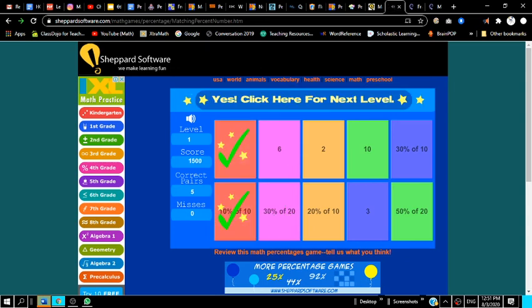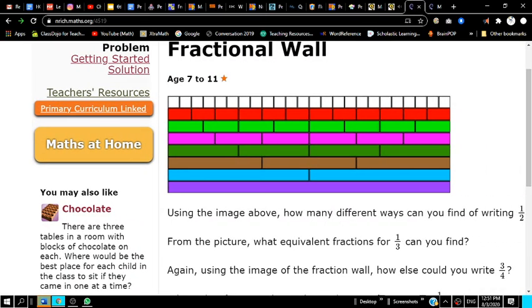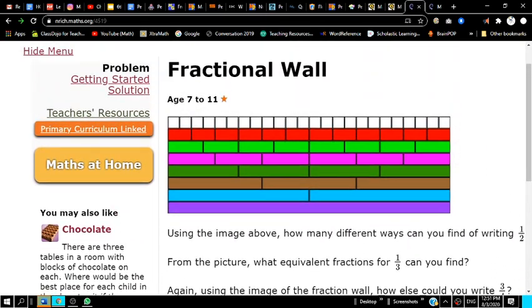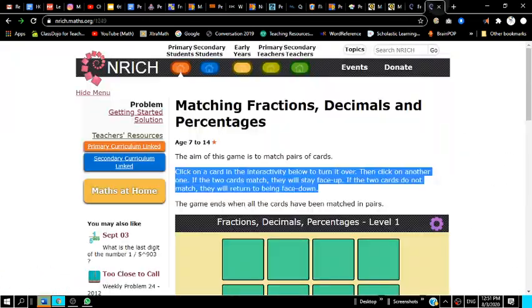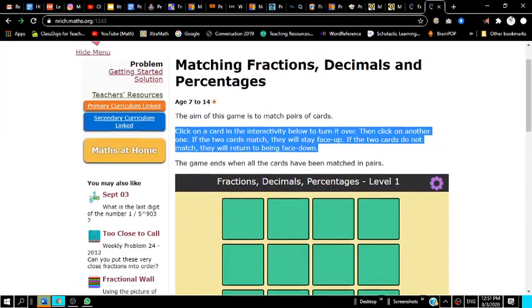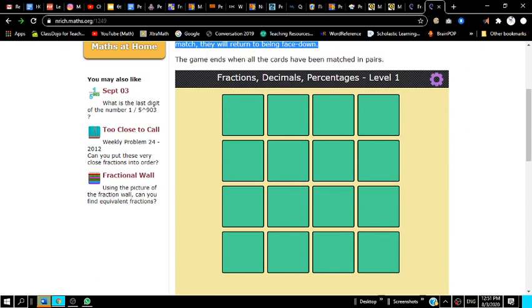So these are just some games, boys and girls, that you guys can play. This isn't really a game, it's just kind of a questionnaire, understanding fractions. And then here's another one, matching fractions, decimals, and percents. Very similar to the other ones that we did. So check those games out, they're kind of fun.